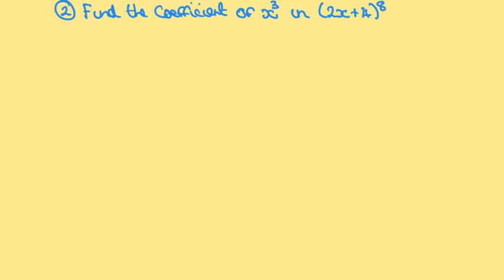Question 2. Find the coefficient of x cubed in the expansion of 2x plus 4 to the power of 8. Whenever you're asked to expand a binomial, always start with the formula: the sum of n choose r, a to the power of n minus r, b to the power of r from r equals 0 to n.